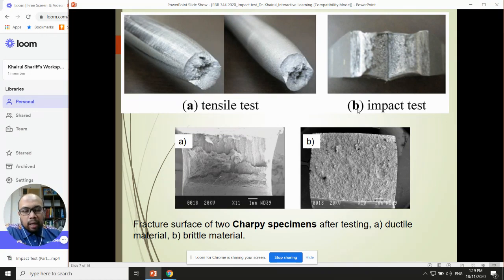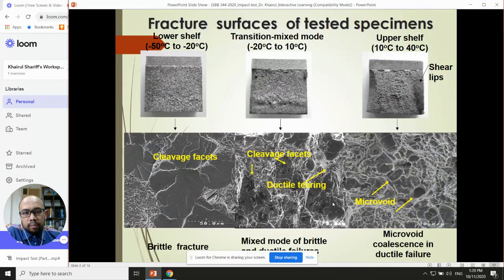So again, I want to repeat to you this example of two Charpy specimens after testing ductile material and also brittle material. I think I already explained this in detail before. Here it is the same again, the same picture that I showed you before. But this one is the surface morphology of the specimen under SEM observation. As you can see, for the fracture surface at the lower shelf, at the cool temperature region, you can see the cleavage facet has been formed.